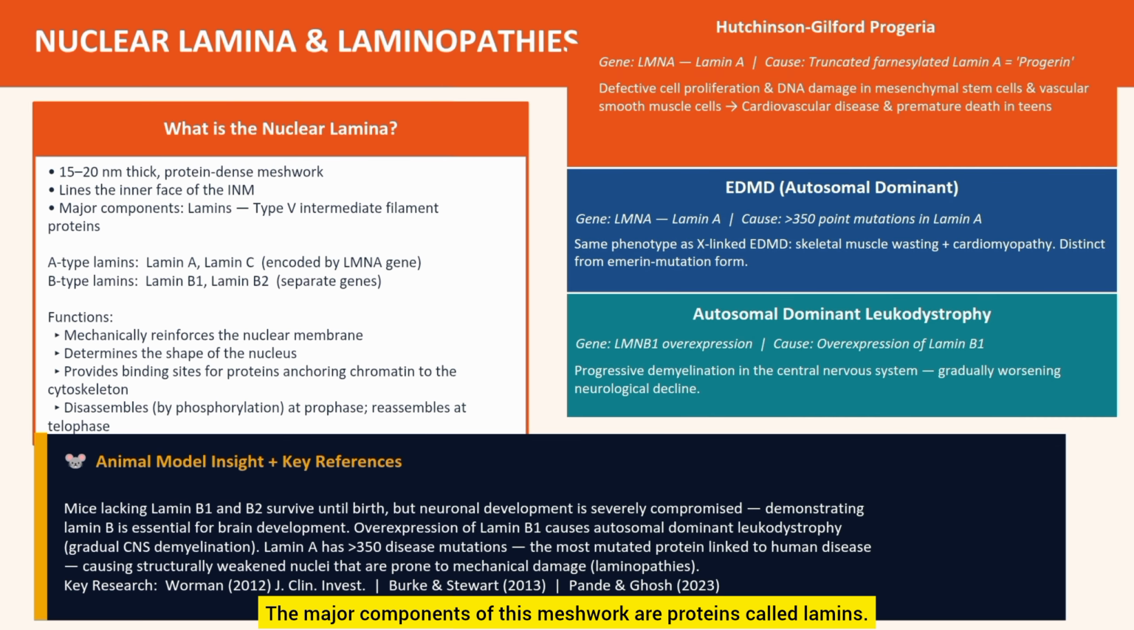The major components of this meshwork are proteins called lamins. Lamins are classified as type 5 intermediate filament proteins, so they are structurally similar to other cytoskeletal proteins like keratin and vimentin, but these ones are specifically inside the nucleus. There are 2 classes. A-type lamins, lamin A and lamin C, both encoded by the LMNA gene. B-type lamins, lamin B1 and lamin B2, encoded by separate genes.